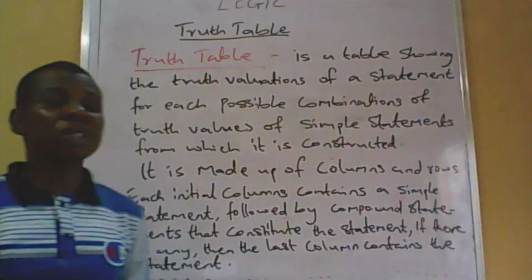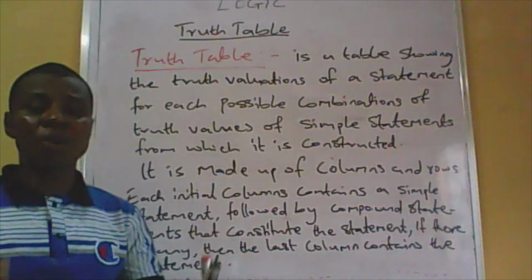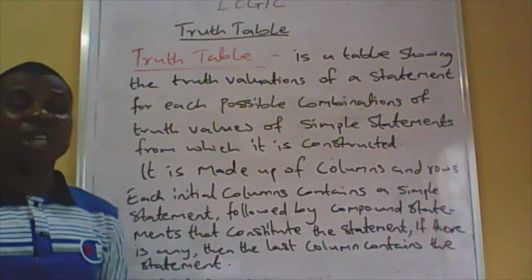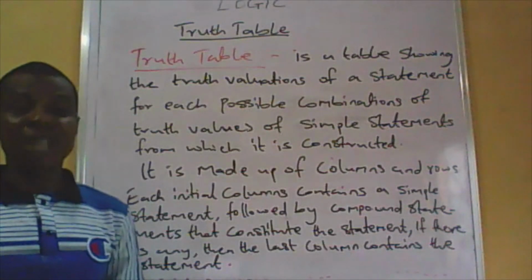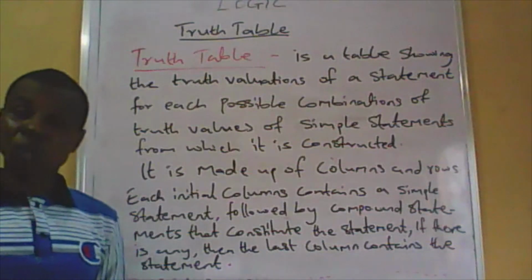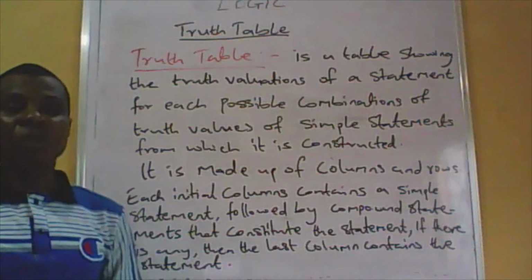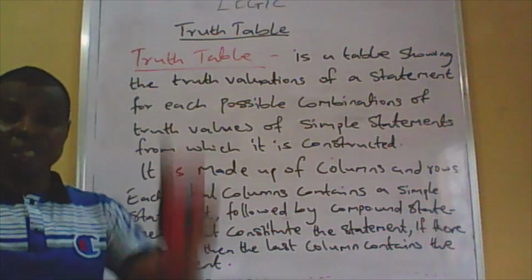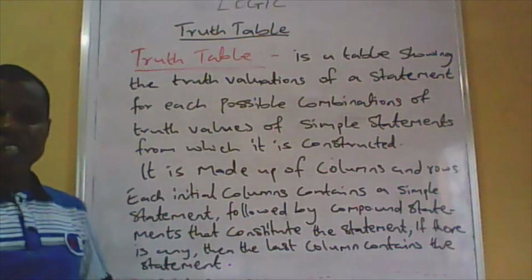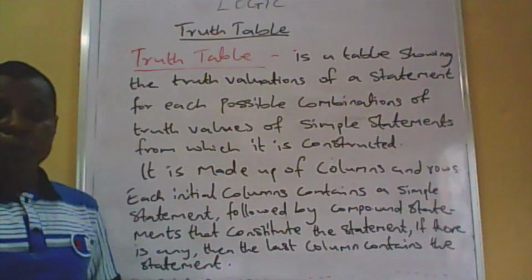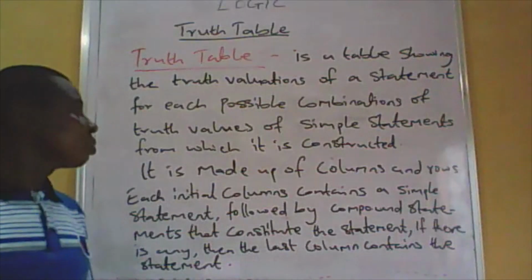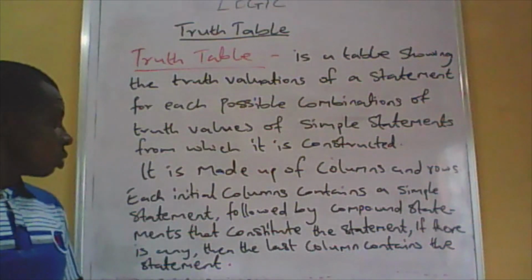Now we say that the truth table is made up of columns and rows, that each initial column contains a simple statement, followed by a compound statement, and followed by another column with a compound statement that constitutes the statement. Then the last column will contain the statement, because this statement is constructed from the simple statements and compound statements, built up from the simple statements to compound statements to the final statement itself. But it does not stop there.